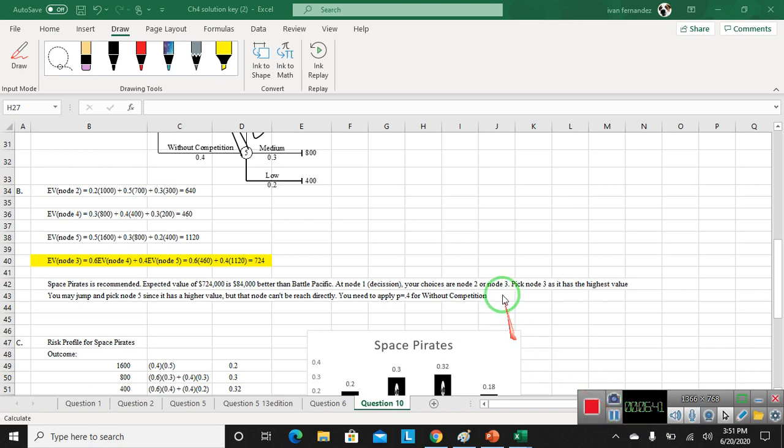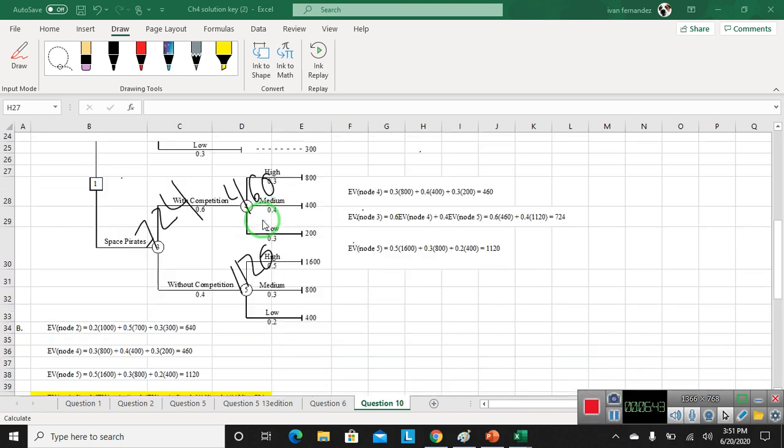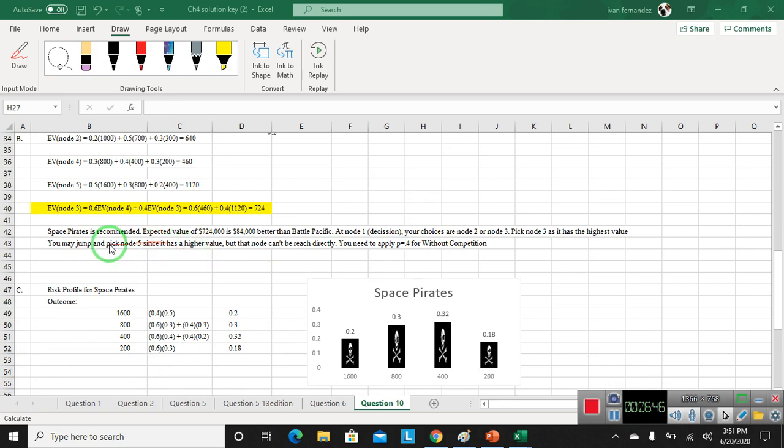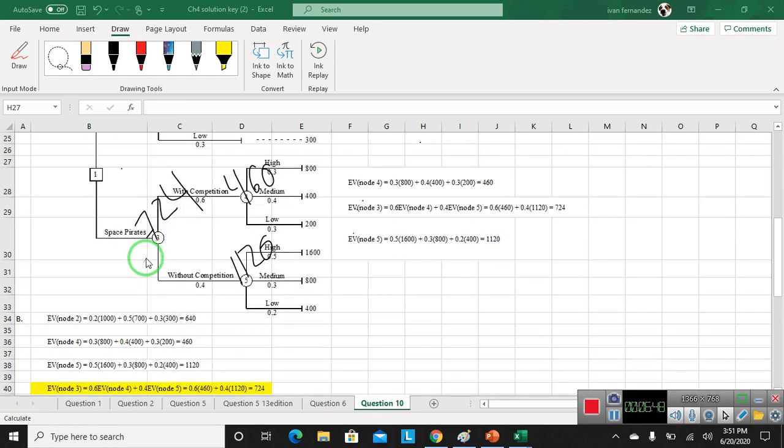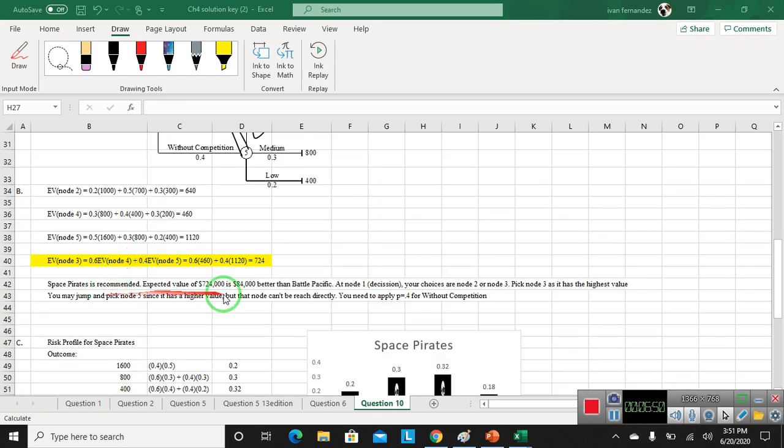And that's the answer to part B. Part B is 724, so you go with Space Pirates. You recommend Space Pirates, okay? Now I'm going to go on to part C, which is far more complicated.